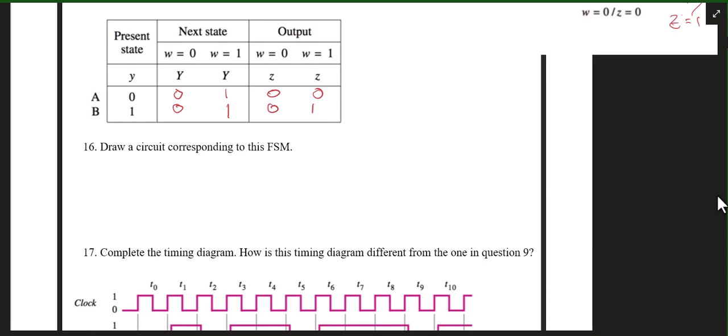And now we want to draw a circuit corresponding to this finite state machine. We just have one bit here, just Y. So we just need a single flip-flop. We didn't synthesize anything. Just do it real quick.